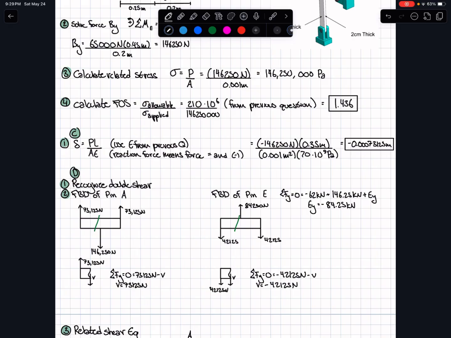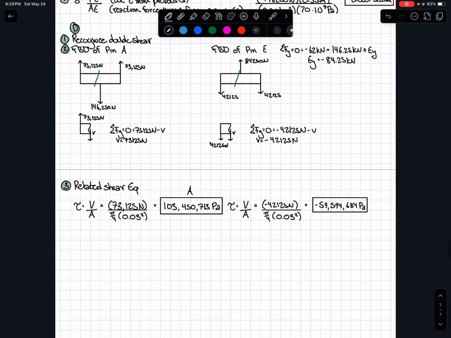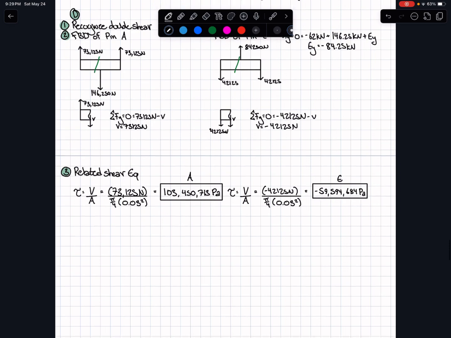The final step is to plug those into the shear equation with tau equals V over A, which is the force over the area. Doing so for A gets 103 megapascals, while doing this for E gets negative 59 megapascals.